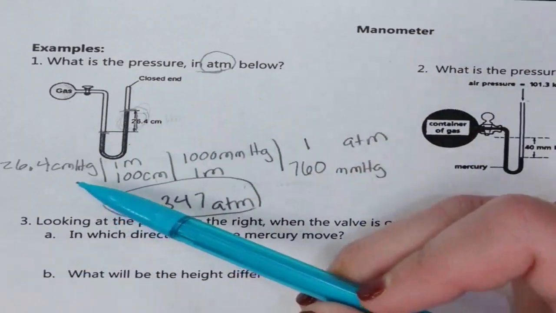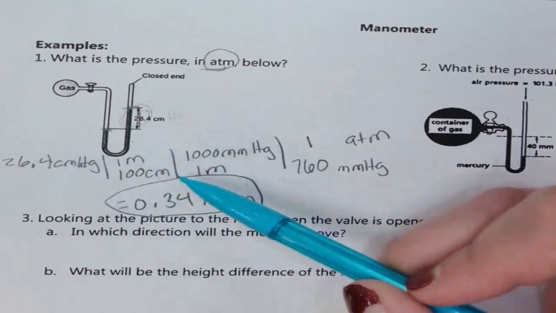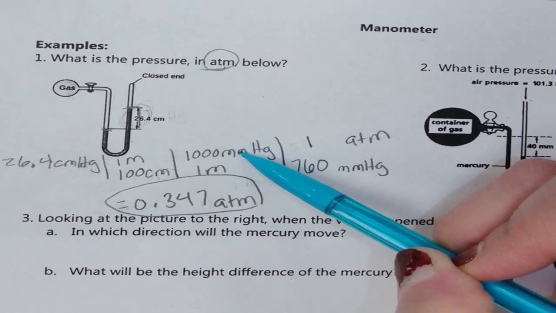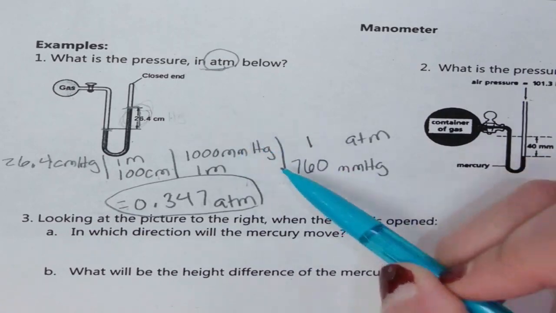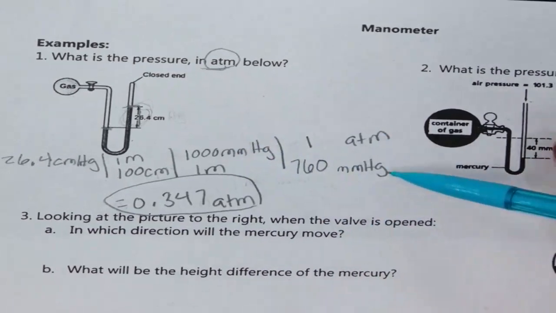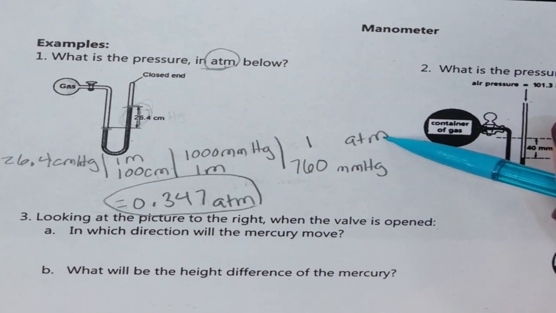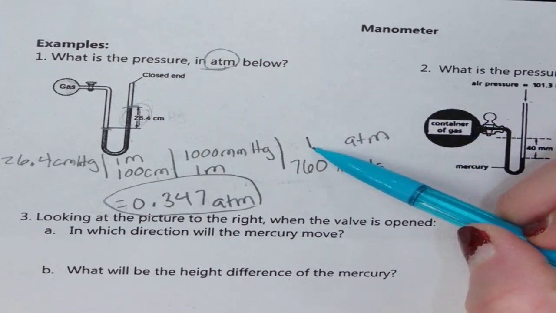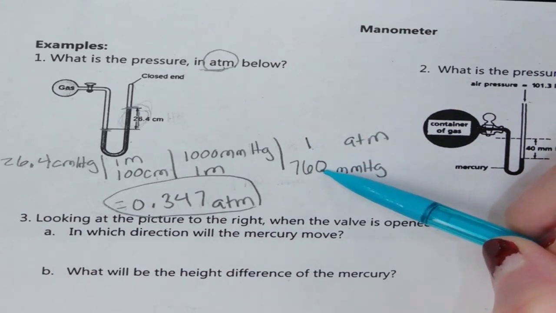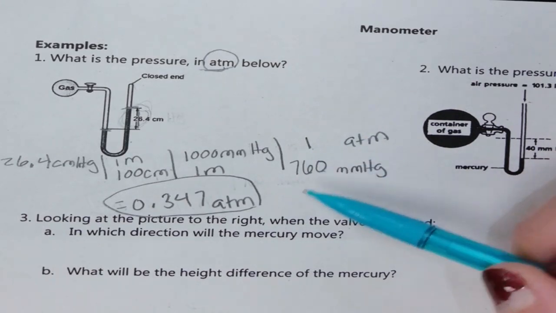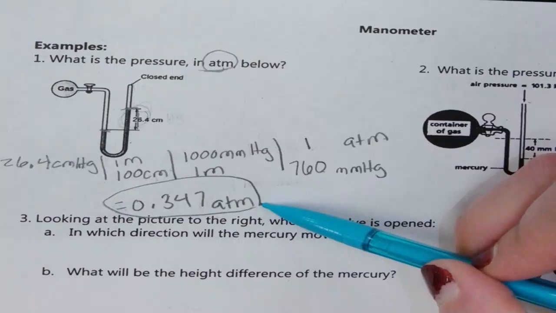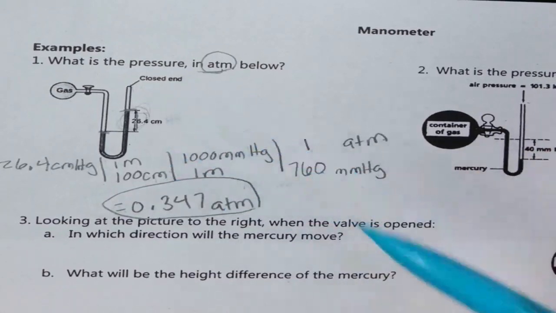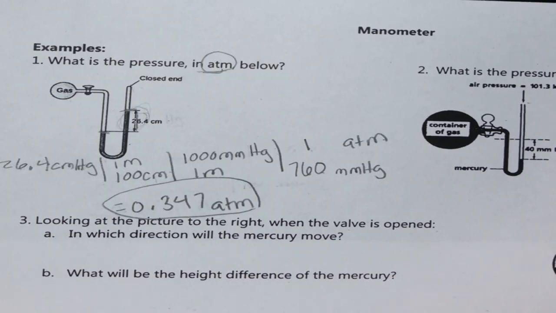All right, so we're going to convert centimeters into millimeters using our conversions from Unit 2. And then from there, we can put millimeters on bottom and atmosphere on top. And we can use our standard pressure of 1 atmosphere and 760 millimeters of mercury. And we find that the pressure of the gas is 0.347 atmospheres. So a closed system is pretty straightforward.